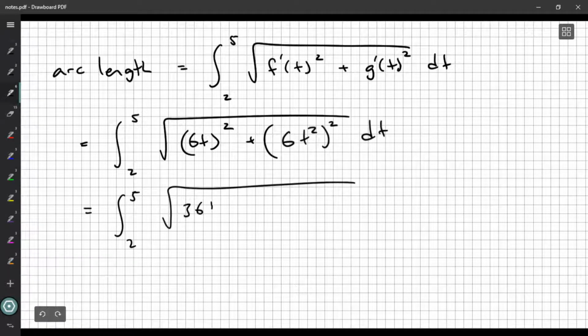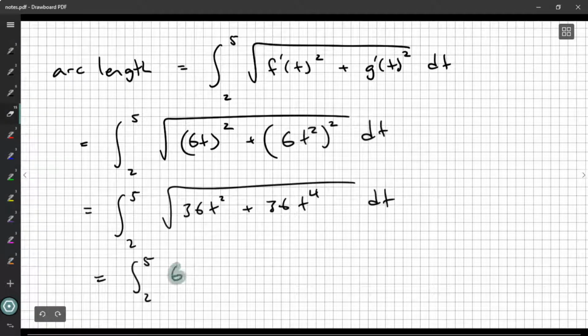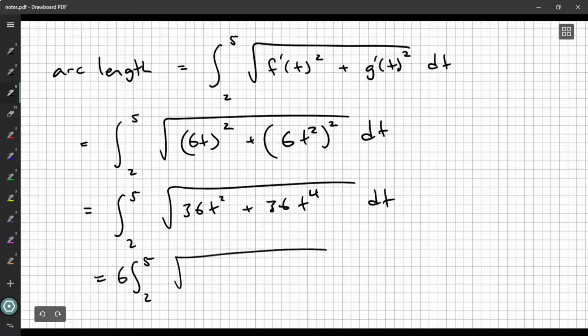Let's see, we've got 36t squared plus 36t to the fourth. We can definitely take out a factor of 36, and we can even bring it outside the square root sign at a cost of a 6. And what's more, we could bring that outside the whole expression. So we'll have t squared plus t to the fourth. We could bring out a factor of t as well.